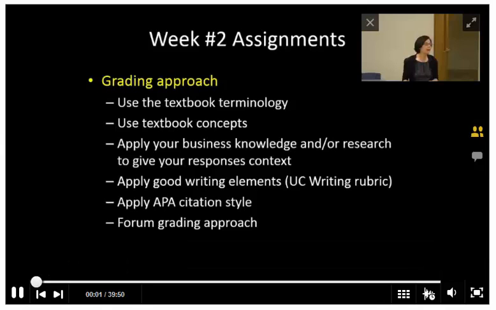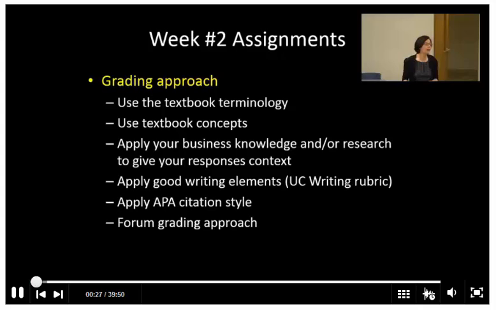Why is it so valuable? Again, use the information from the textbook. I want to see it brought back to me. Also, you are expected to apply your business knowledge to all the assignments that I give to you. By the way, if you're not working in the business world, then use your consumer experience.